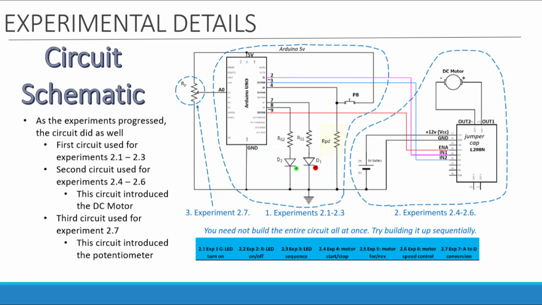Moving on to the second set of experiments, we introduce a motor controller and a motor. The motor controller has its own power and ground that connect to it directly, as well as 3 different connections that come from the Arduino. The DC motor connects to the motor controller, and that is how it gets its power. Finally, we end with the last experiment, which introduces a potentiometer that connects from A0 of the Arduino and also gets 5 volts from the Arduino as well.